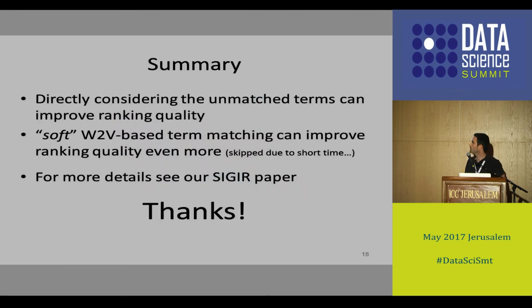To summarize, we empirically found in this research that directly considering the unmatched terms can improve the ranking quality. We also found that we can use a word2vec based term matching method to improve the ranking quality even more. And you can find more details in our SIGIR paper.